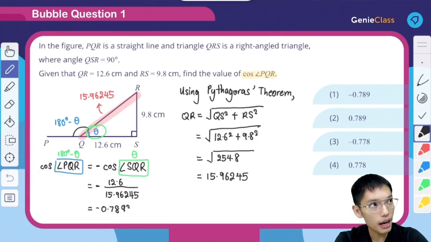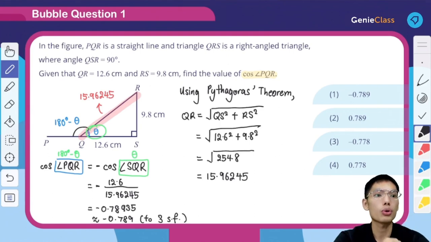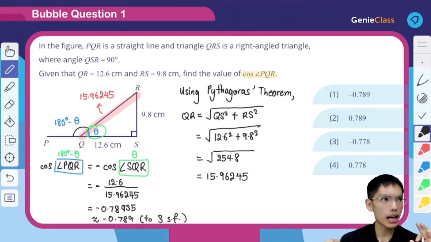It's going to be 935. Round off to 3SF, that's where I have negative 0.89. Alright, so just be sure and be very careful where is your obtuse angle and how we solve them. Okay, but otherwise, not too bad of an attempt over here. I hope you guys understood my explanation for this.